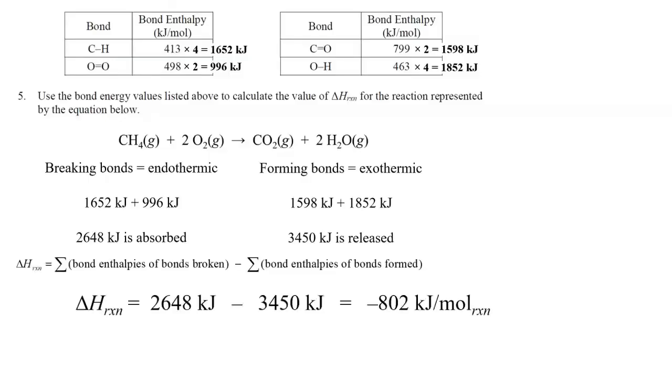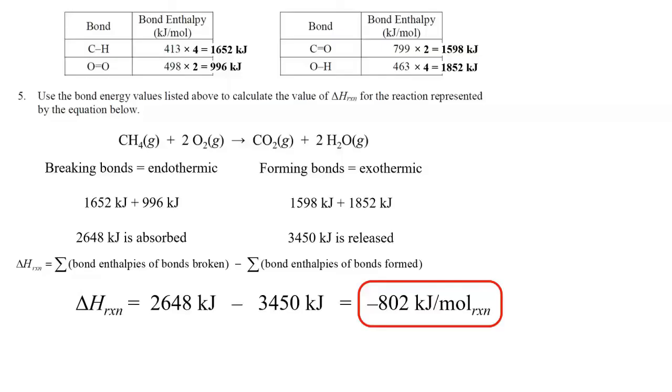So 2,648 minus 3,450. Now I'm estimating that the value of delta H for this reaction, based on the bond energy calculations, would be negative 802 kilojoules per mole of reaction. That negative delta H tells me that overall this is an exothermic reaction, and the energy released when the bonds are formed was greater than the energy absorbed when the bonds were broken.